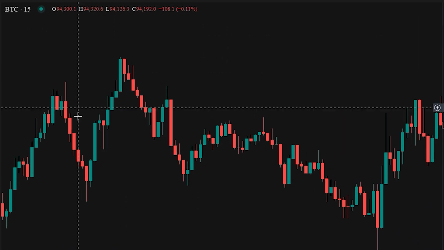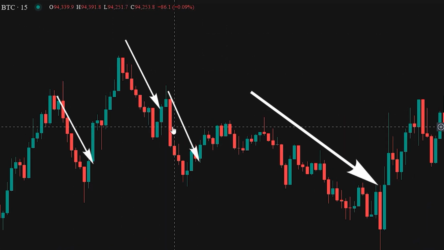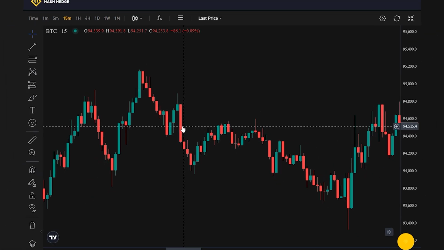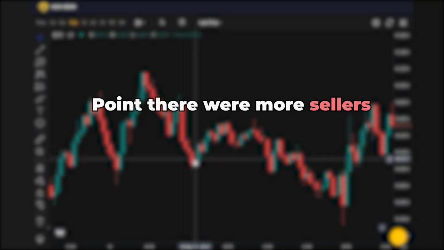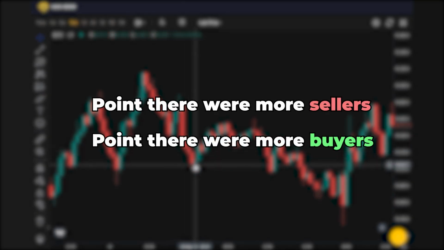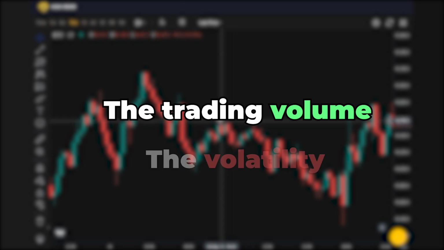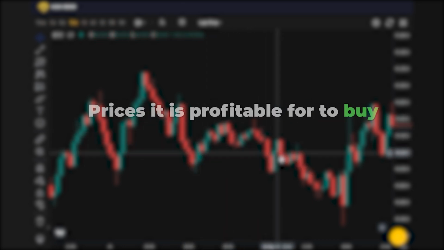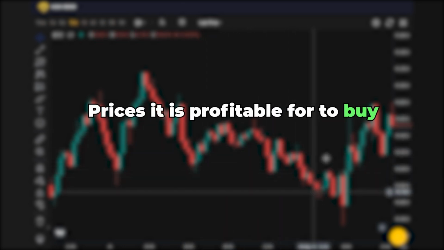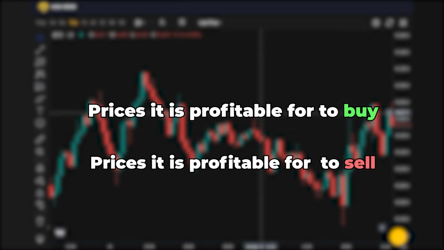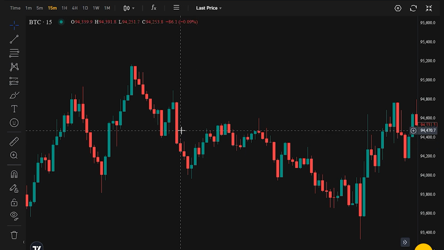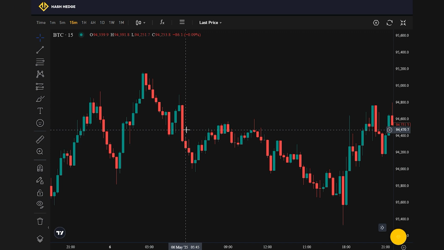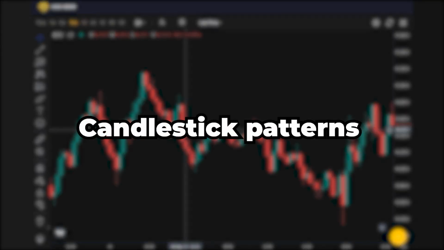After all, a chart gives us no less information than any other indicator, and in fact, even more. By looking at a chart of asset movements, we can see at what point there were more sellers, at what point there were more buyers, what the trading volume was, what the volatility was, at what prices it is profitable for someone to buy, at what prices it is profitable for someone to sell, and so on. In fact, the chart itself gives us a lot of information about the market, and it is very important to use it. And the easiest way to use chart readings is candlestick patterns.